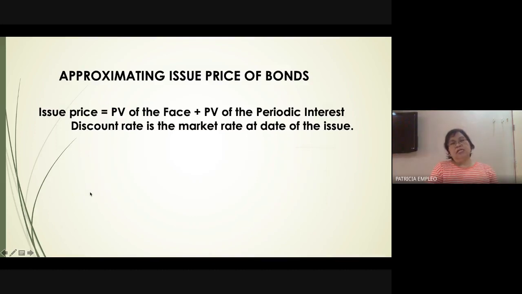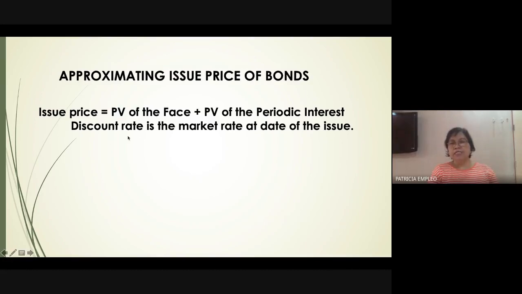So how do we really determine the issue price of the bonds? For term bonds or even for serial bonds, the issue price is equal to the present value of the face plus the present value of the periodic interest. To determine the present value of both the face and the periodic interest, the discount rate to be used is the market rate at the date of the issue.